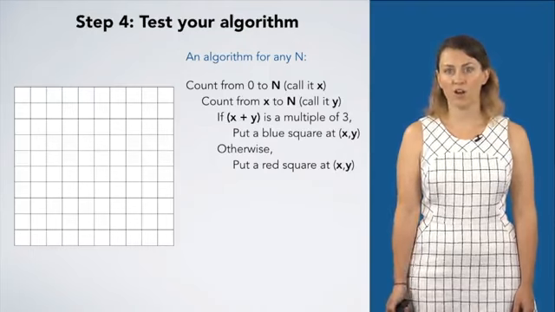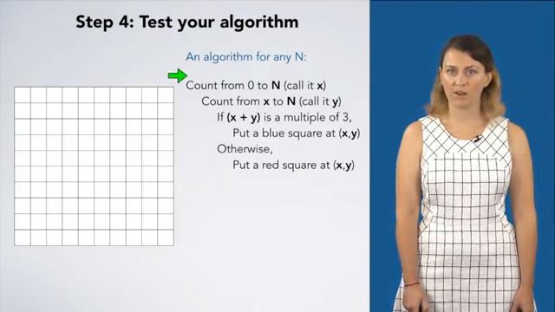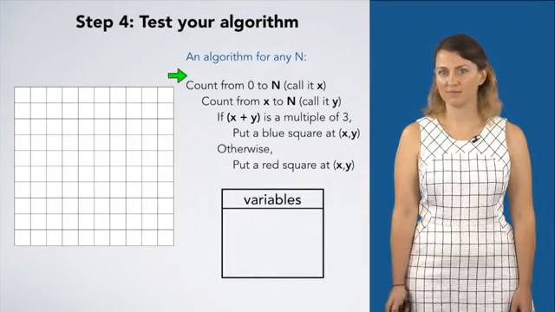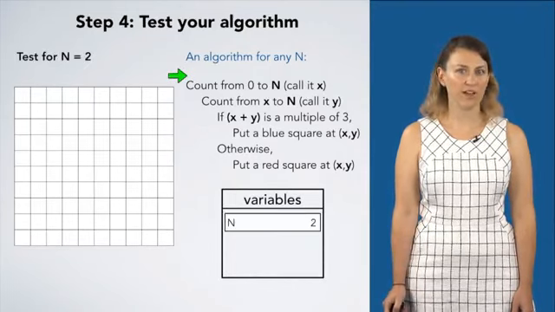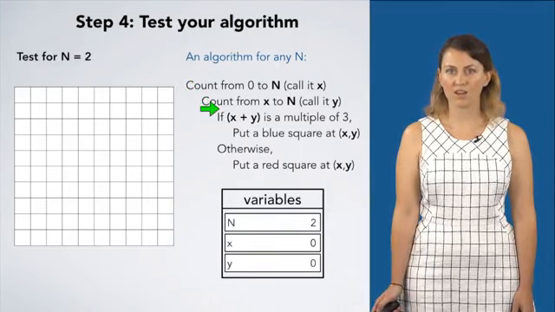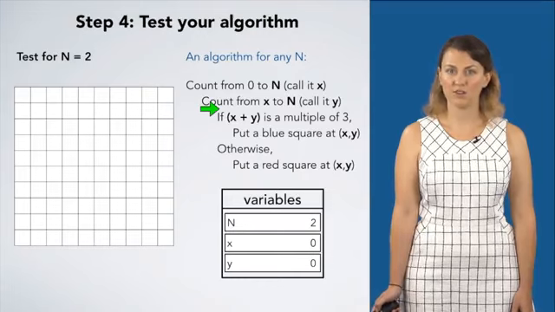We need a grid to draw on, an arrow to keep track of where in the algorithm we are, and a box to list our variables in. Let's use 2 for our value of n. We make a box for x and start counting at 0. Then we make a box for y and start counting at x's value, which is 0 here.